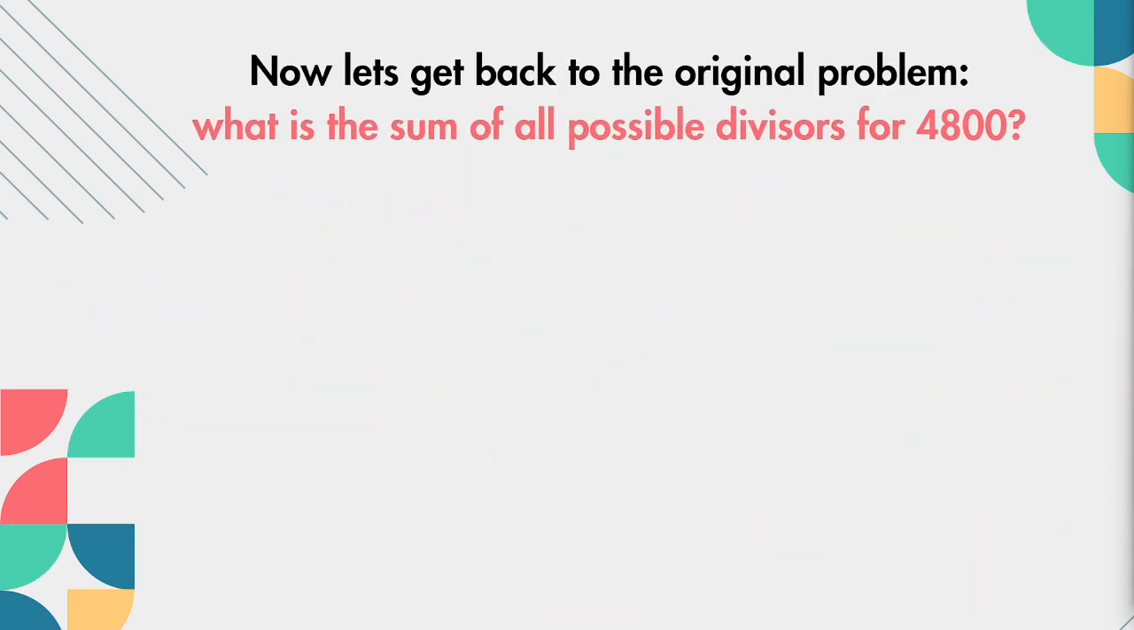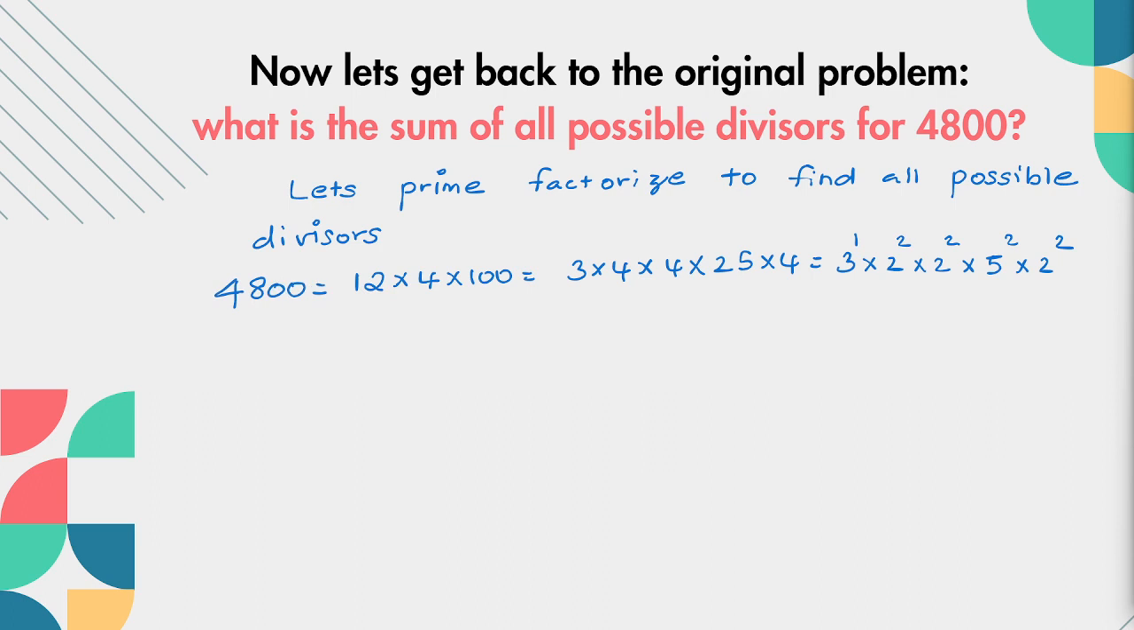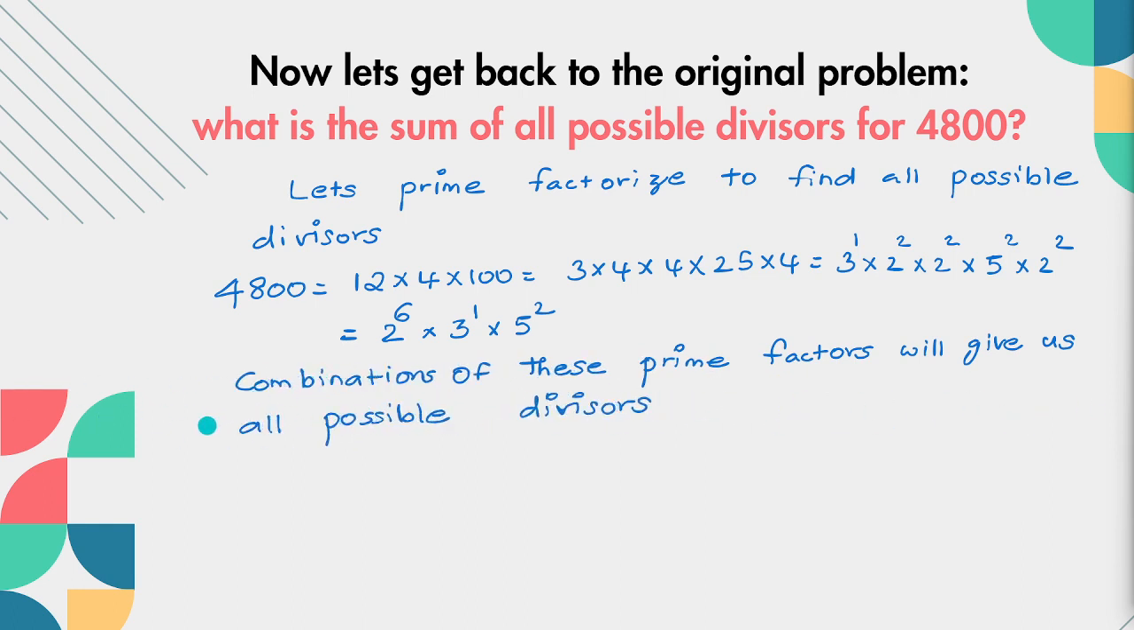Now let's go back to the original problem. What is the sum of all possible divisors for 4800? So let's prime factorize to find all the possible divisors. And when we prime factorize, we get 3 times 2 squared times 2 squared times 5 squared times 2 squared, or simply 2 to the power of 6 times 3 times 5. That's 4800 prime factorized.